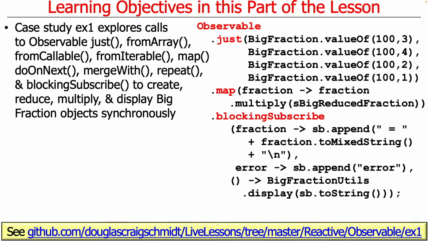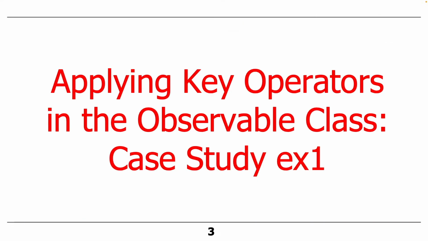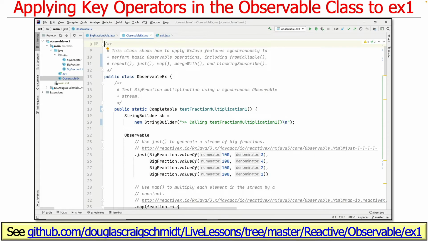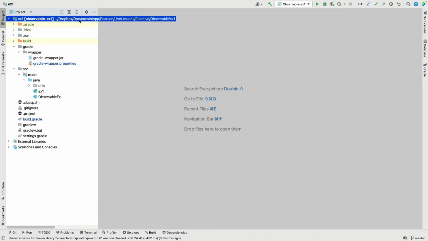Keep in mind, of course, that we're headed to asynchrony, but we haven't talked about concurrency and scheduling yet, so we're going to focus just on doing synchronous operations, but it'll show off all the operators nevertheless. And as always, you can find this example in my GitHub repository, in the ex1 project, in the observable reactive folder.